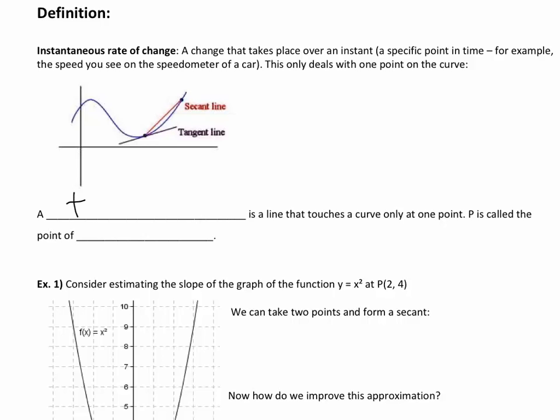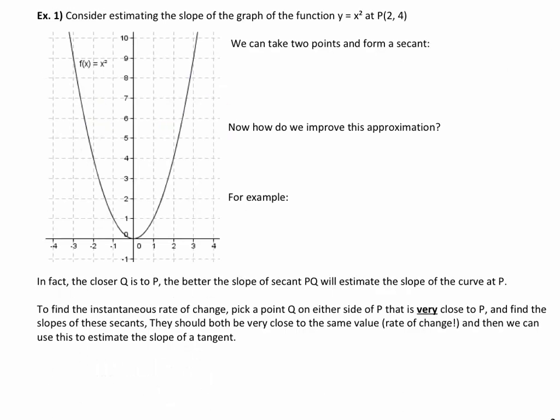A tangent line is a line that touches a curve only at one point, as shown here. P is then called the point of tangency. Consider estimating the slope of the graph of the function y equals x squared at a specific point, 2, 4. We are looking at this point here.